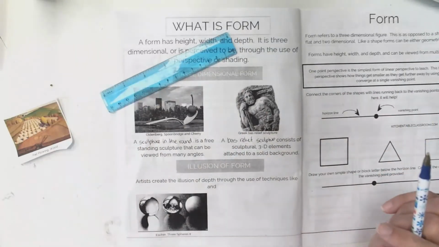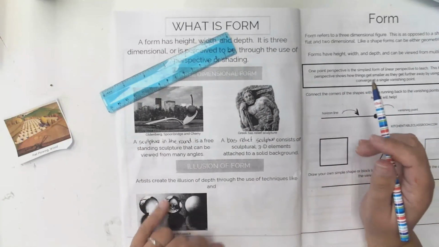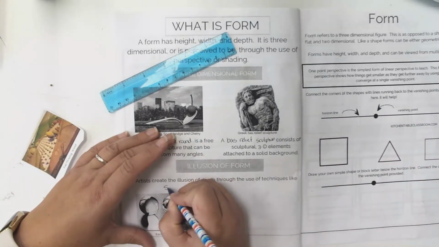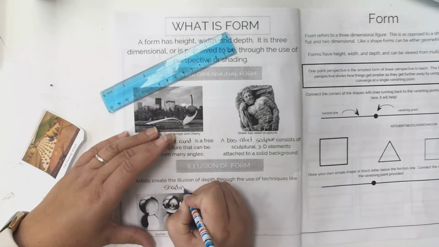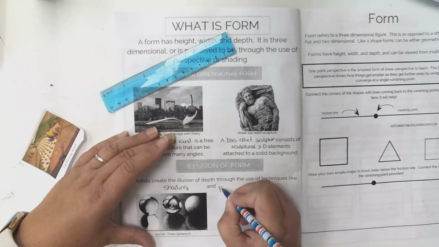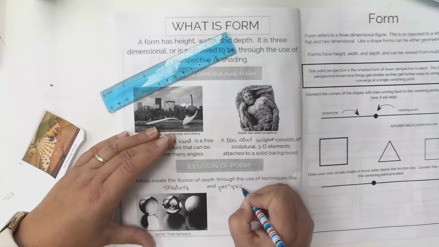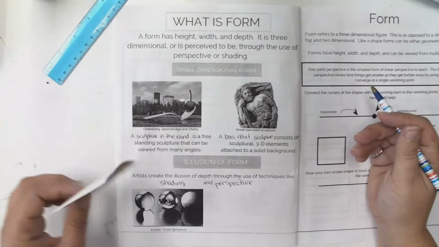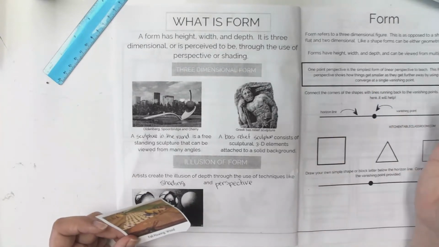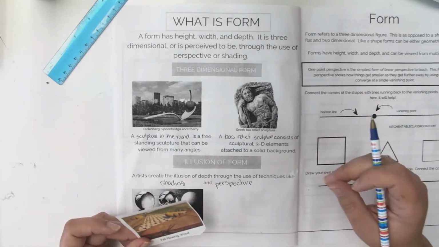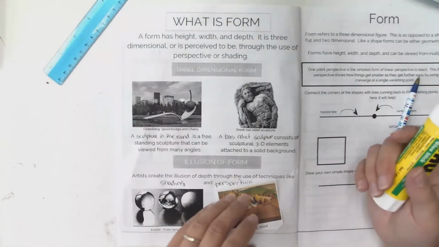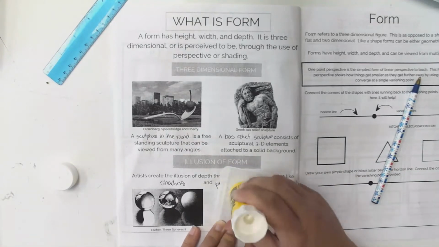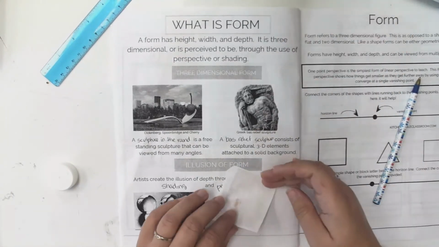All right. Illusions of form. It says artists create the illusion of depth through the use of techniques like shading and perspective. Now we will be learning how to do both of these things over the time that you have with me in Black River. So this is the one that is actually the perspective. So I'll take this, put this in.